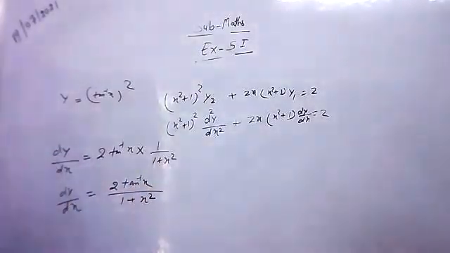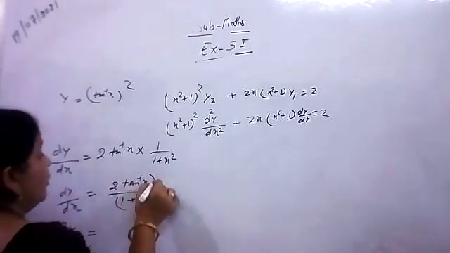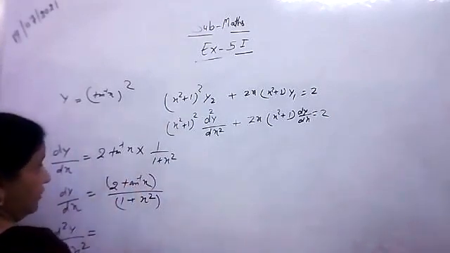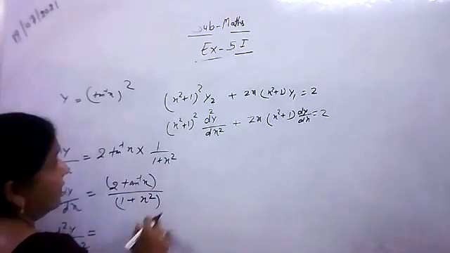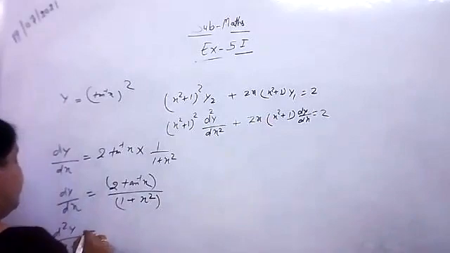Now we differentiate again, so we use the numerator and denominator formula and find the value of d2y upon dx2, and we put the value here, which means the left hand side and right hand side are equal.